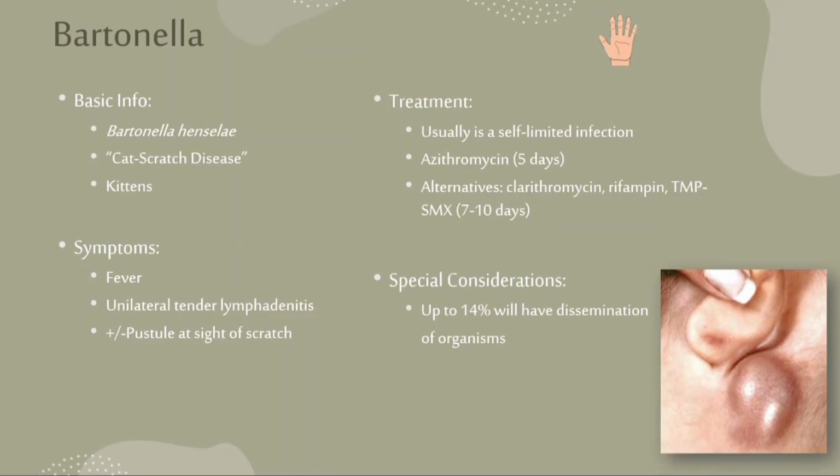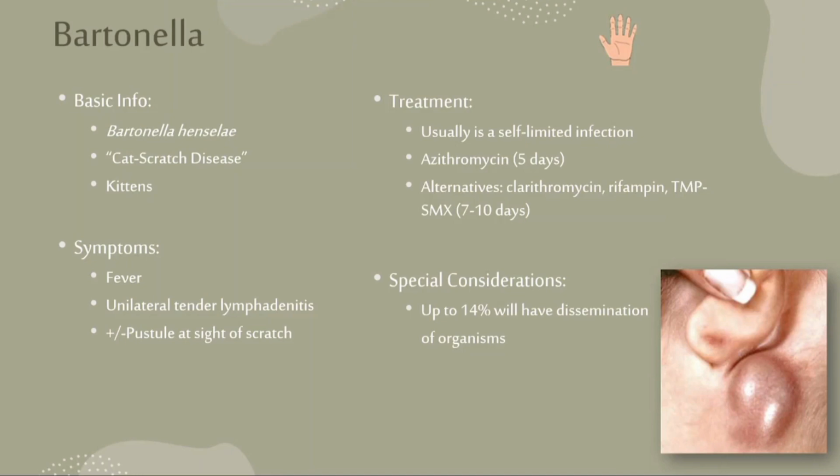So we usually treat with azithromycin for 5 days. Otherwise, you can do clarithromycin, rifampin, or TMP-SMX for 7 to 10 days. If you do have disseminated disease, then you would treat with azithromycin and rifampin. It is a longer course, but it never gave an exact length of time.